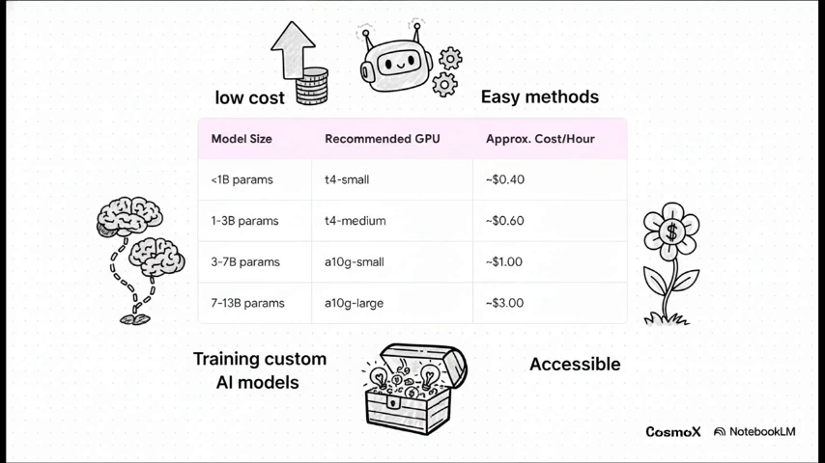This table from Hugging Face Jobs shows you the approximate cost per hour. And just look at that top line. Training a model with under 1 billion parameters can cost as little as 40 cents an hour. 40 cents! Even a much larger 13 billion parameter model is only a few bucks an hour. This is what accessibility looks like.